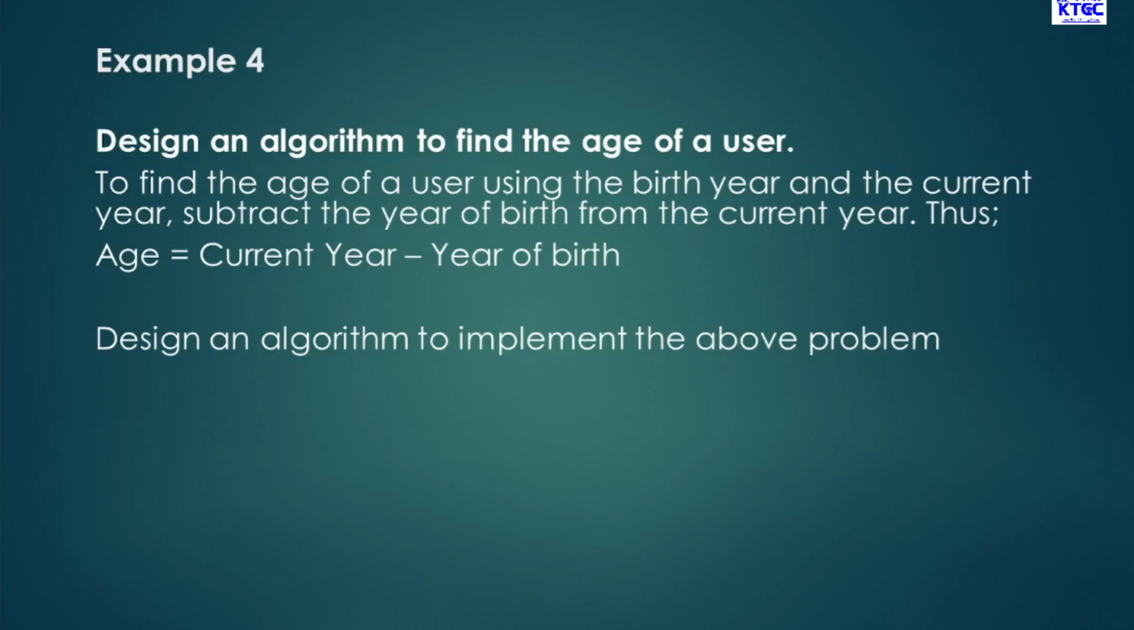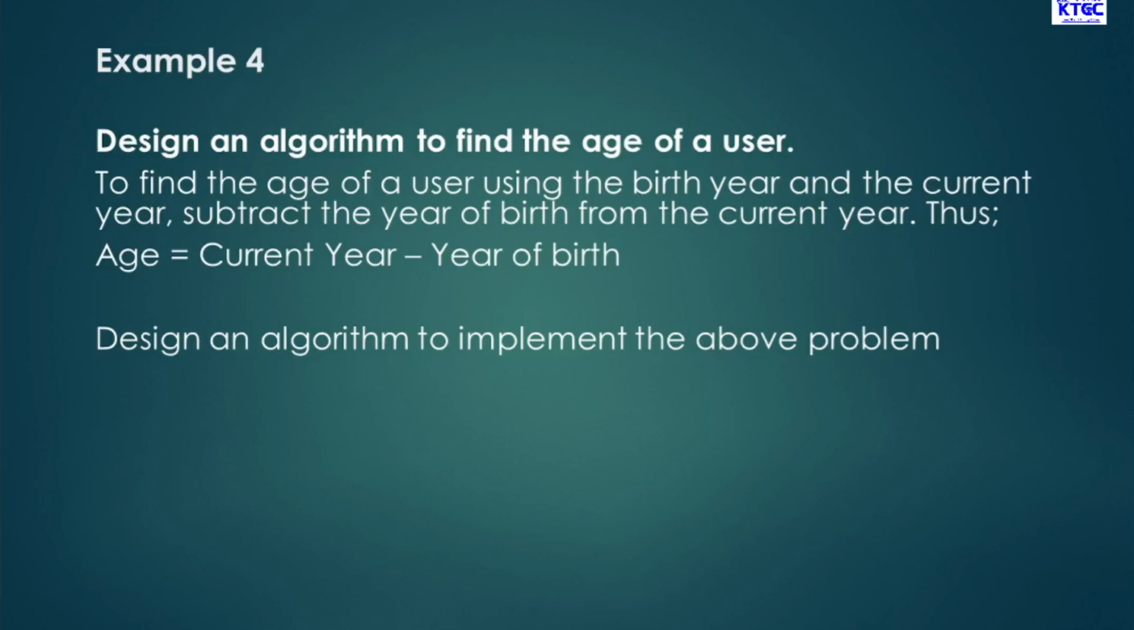What is your age? I'm 25. What is your age? I'm 39. What is your age? I'm 54. So we are talking of the age here. To find the age of a user using the birth year and the current year, what we just have to do is to subtract the year of birth from the current year. And that will give us the age of the user. So basically, that is that. You just have to subtract the year of birth from the current year.